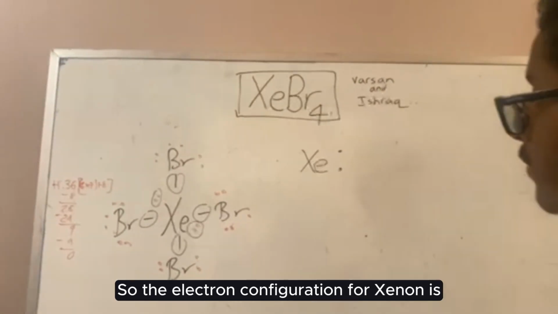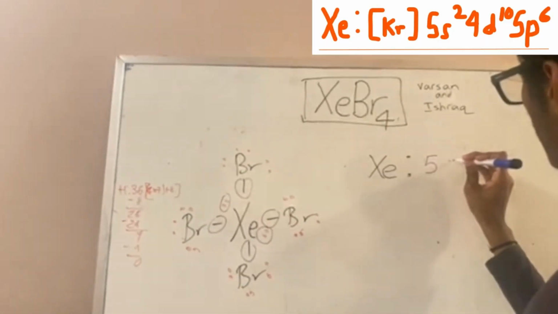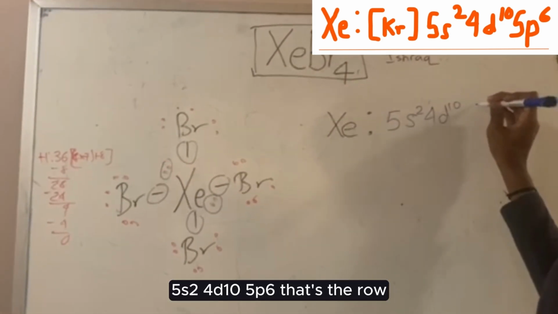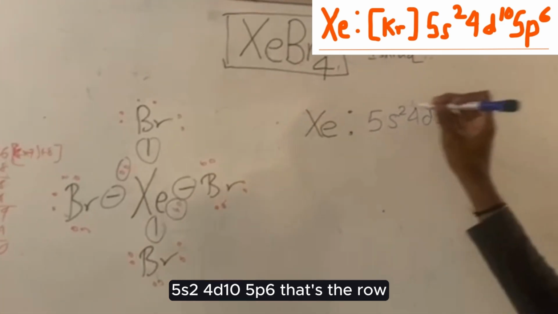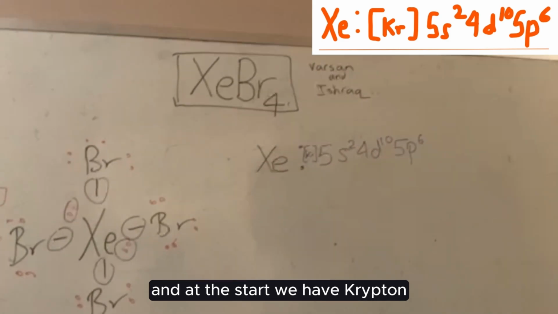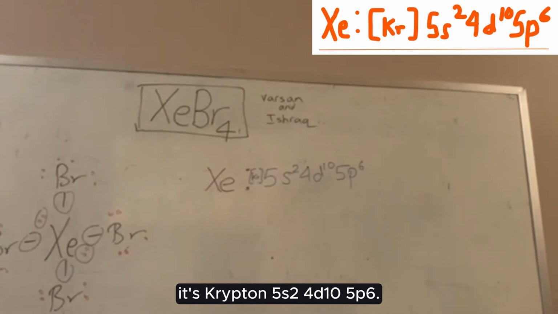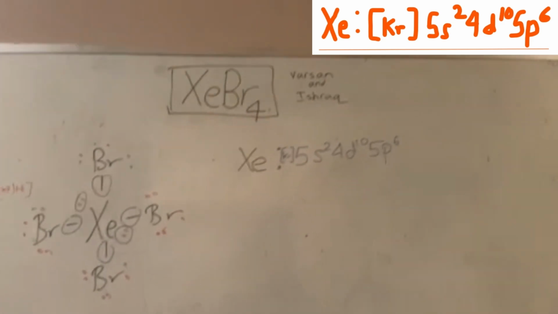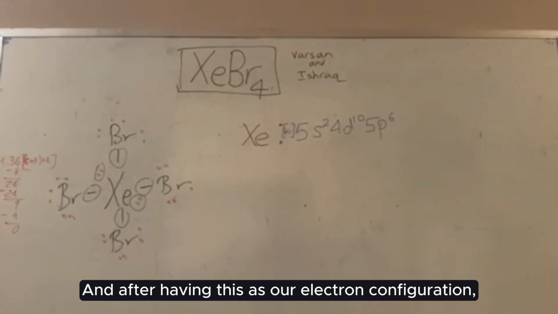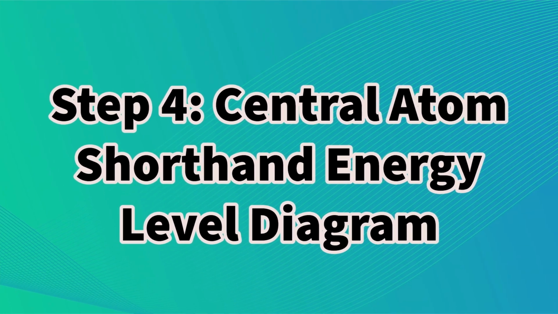So the electron configuration for xenon is, if you look at the periodic table, 4d10, 5p6. That's the row. And at the start, we have krypton. It's krypton 5s2, 4d10, 5p6. And after having this as our electron configuration, let's make an energy level diagram for our atom.